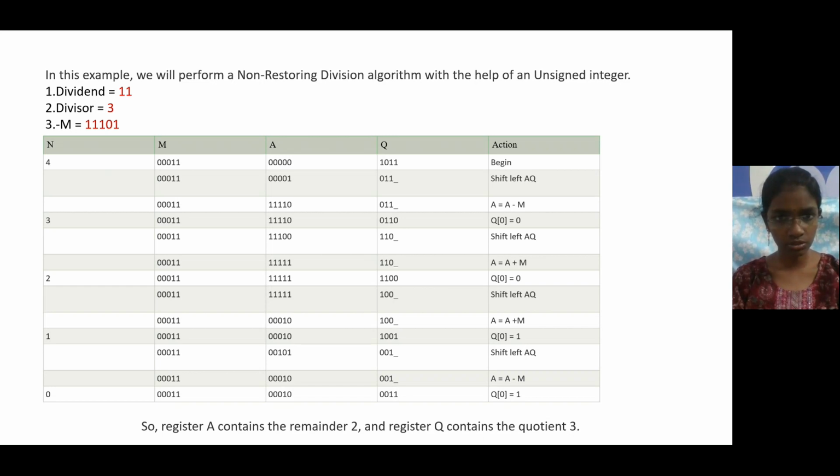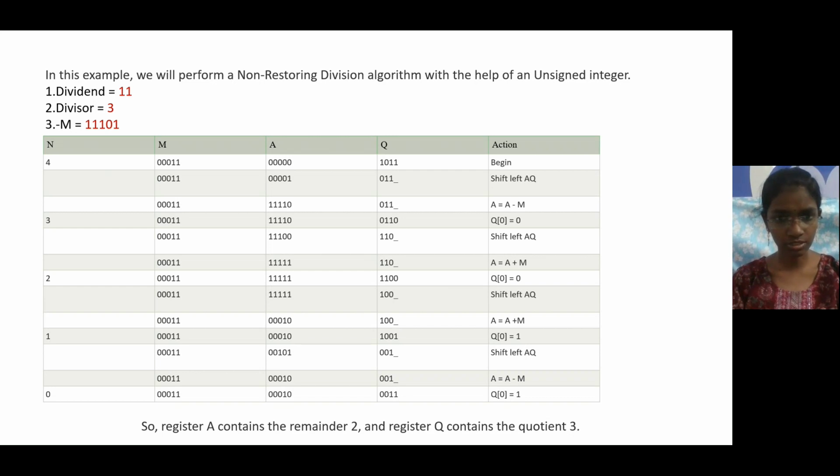Here the sign bit is 1, so shift AQ and do A minus M for A and go to the next step. Here you can identify Q of 0 is equal to 0. Then do shift left to AQ. And here you can stop the procedure and go to the next step. Here A is equal to A plus M. Q of 0 is equal to 0. And now do again shift left AQ. And after doing that, you need to perform A plus M and go to the next step. Q of 0 is equal to 1.